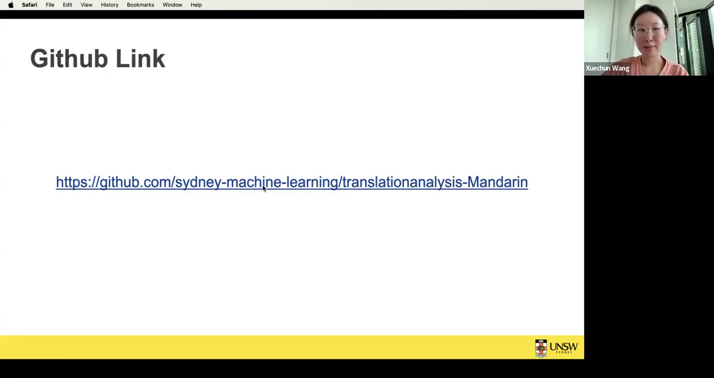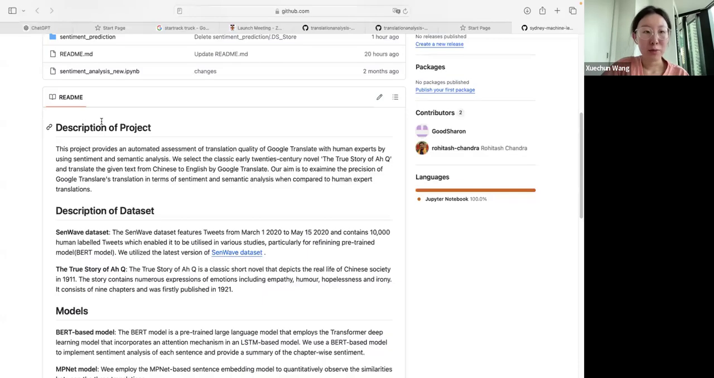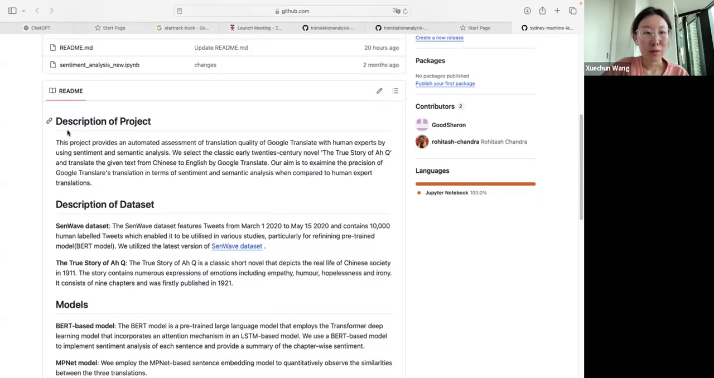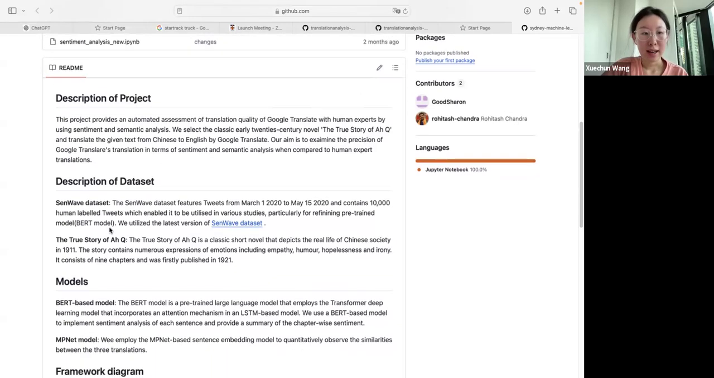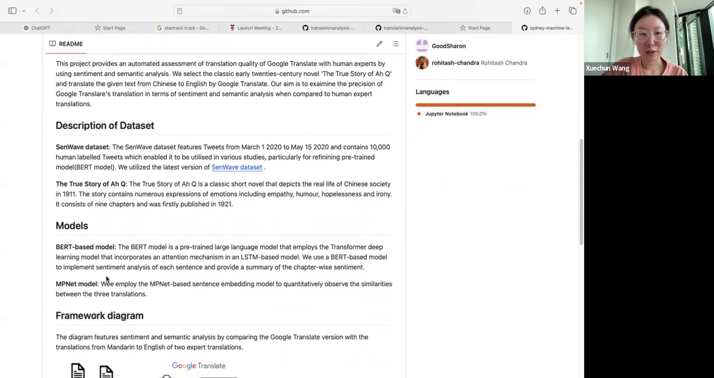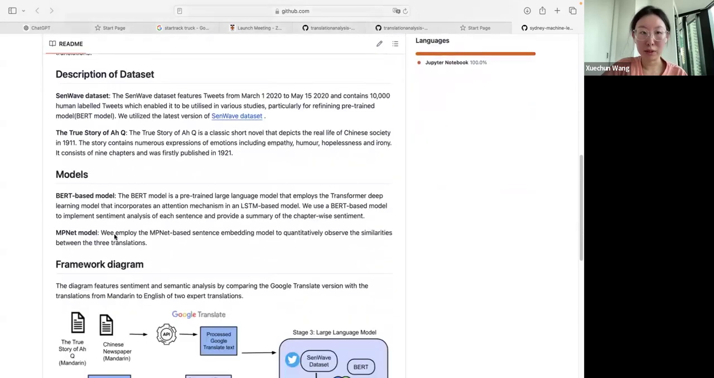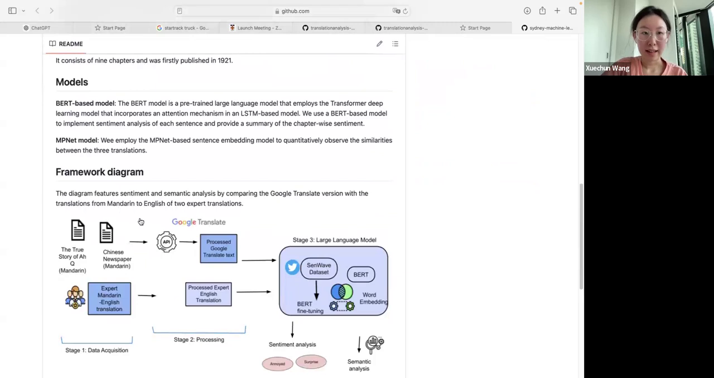Okay, so here is the GitHub. I'll start with the README file. I wrote this description of the project and description of the dataset here, and also mentioned the models that we used. And I put the framework diagram here.